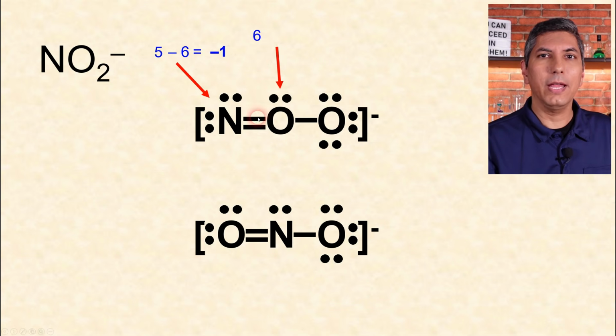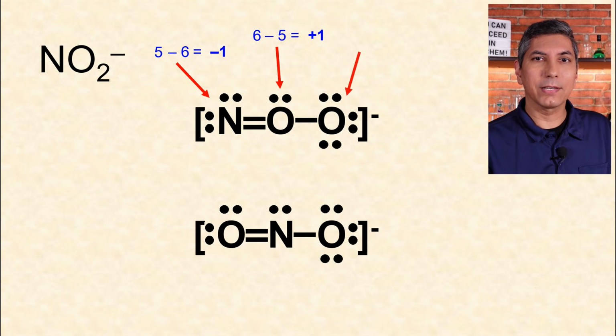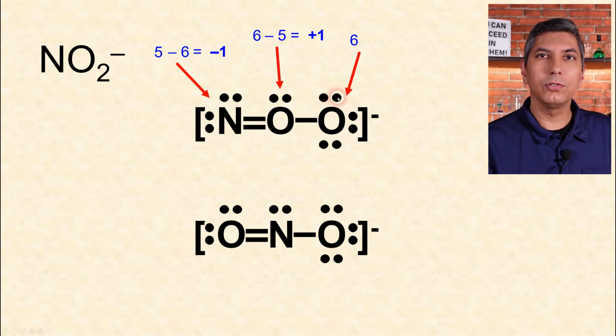1, 2, and 3 total bonds makes a total of 5. So this first oxygen has a formal charge of positive 1. The second oxygen brings in 6 valence electrons, and it has 1, 2, 3, 4, 5, 6, and 1 bond, a total of 7 assigned to it, giving it a total formal charge of negative 1. What about the other structure?